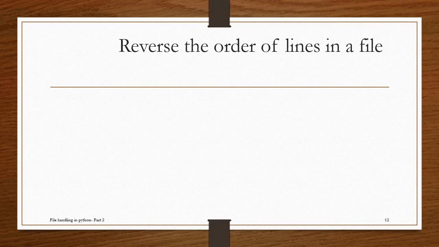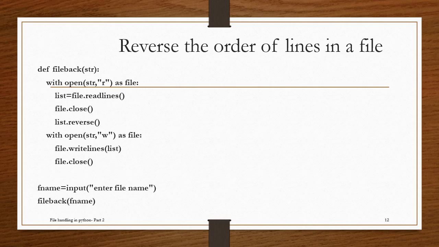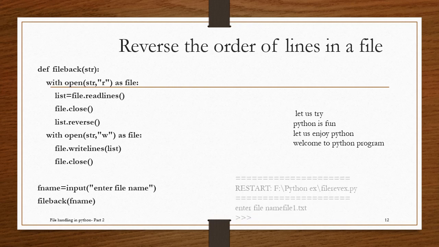Reverse the order of lines in a file. Initially our file contains this: welcome to Python program, at the first statement. We are just reversing the order of lines. The last line becomes the first line, the second line becomes the second last line, and so on.